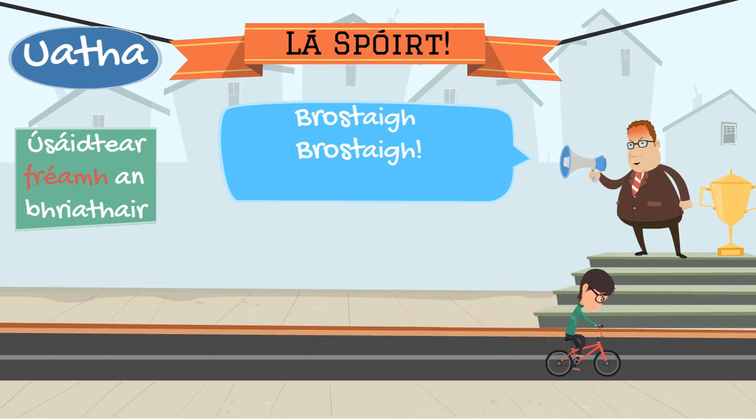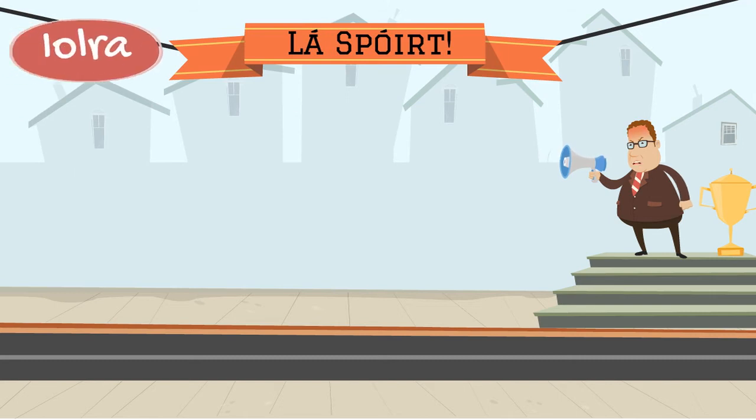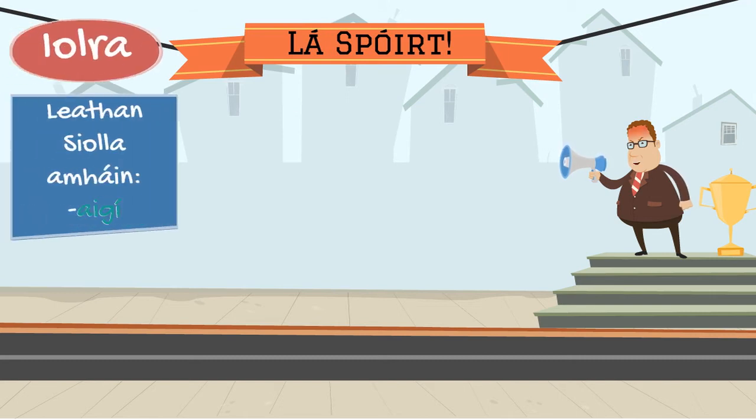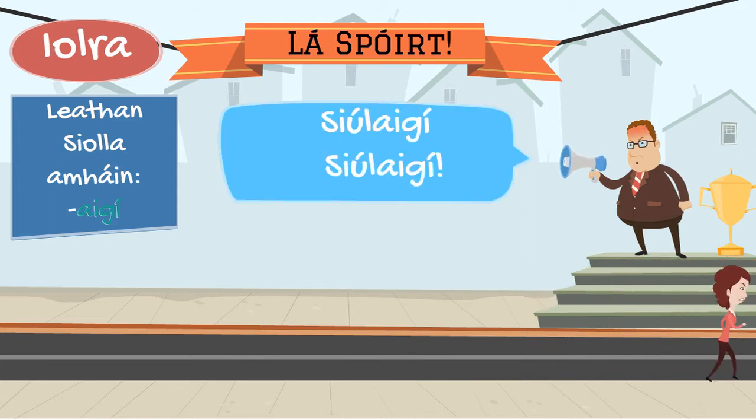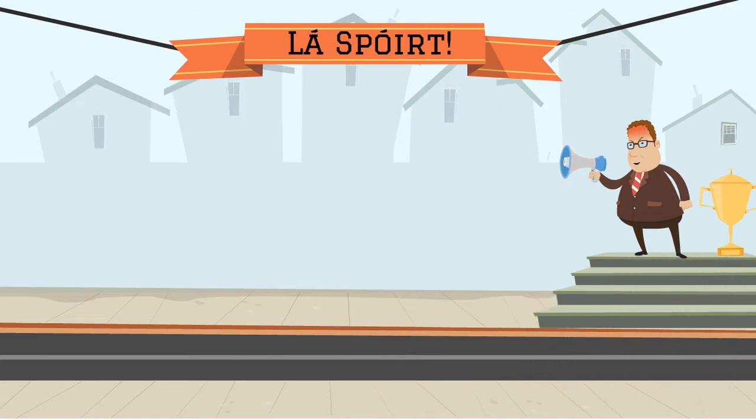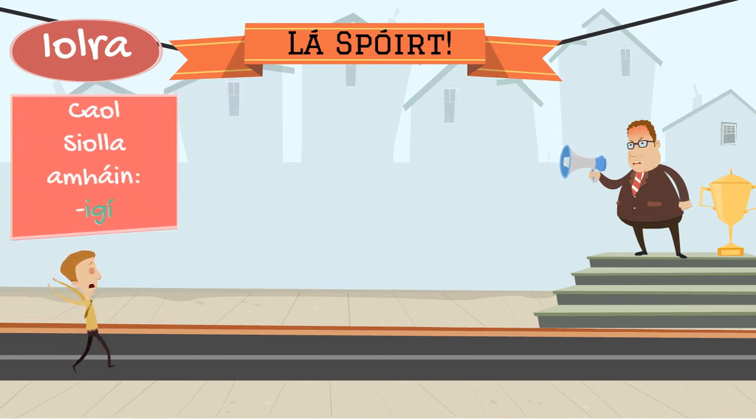For the iolra, or to give orders to more than one person, there's a little bit more to it. For Leathan verbs with one syllable, we add -aigí to the root of the verb, like siúlaigí, walk. And for Caol verbs with one syllable, we add -igí to the root of the verb, such as rithigí, run.